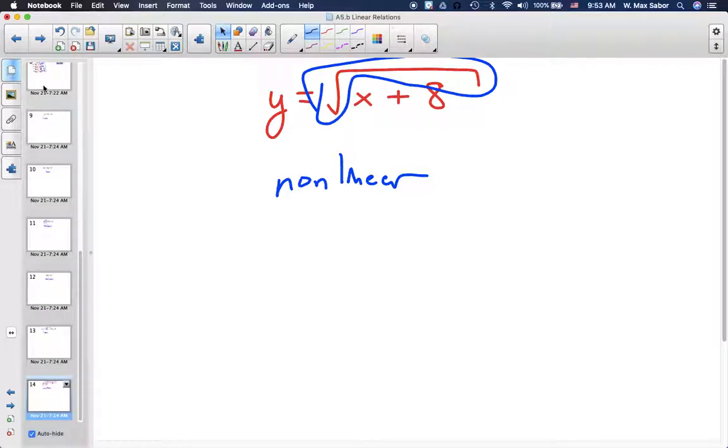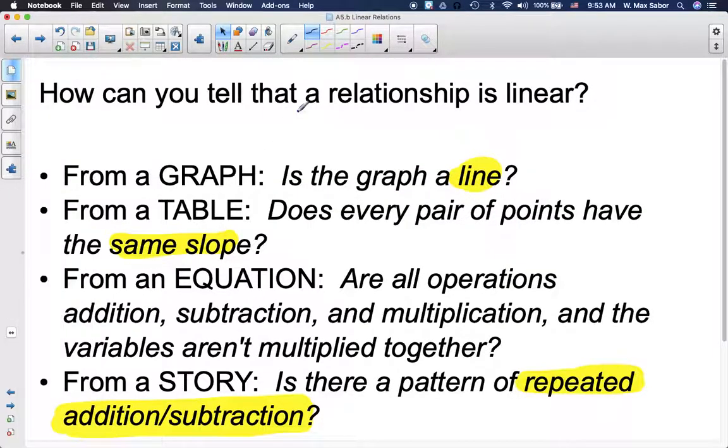So going back to the original rules, we're looking for, is the graph a line? Does every pair of points have the same slope? Are we restricted to addition, subtraction, multiplication, and not multiplying variables together? And is there a pattern of repeated addition or subtraction?